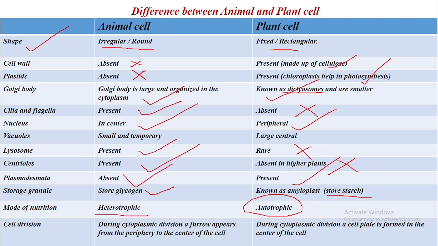They depend upon others. As far as cell division is concerned, during the division of cytoplasm in the case of animal cell, a furrow appears from the periphery to the center of the cell, but in the case of a plant, when cytoplasmic division occurs, a cell plate is formed in the center of the cell.